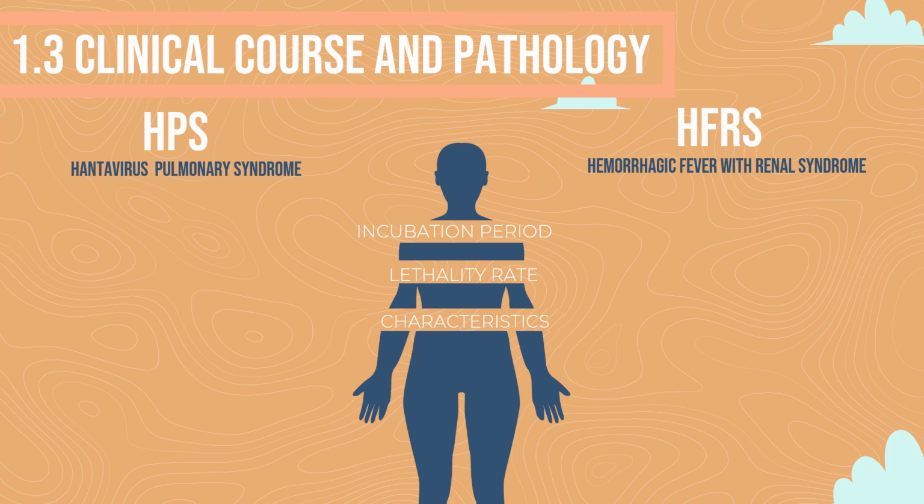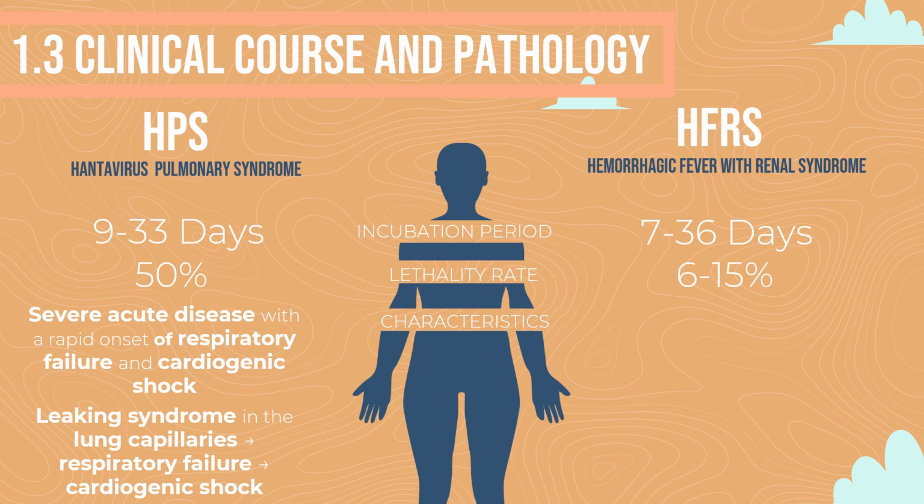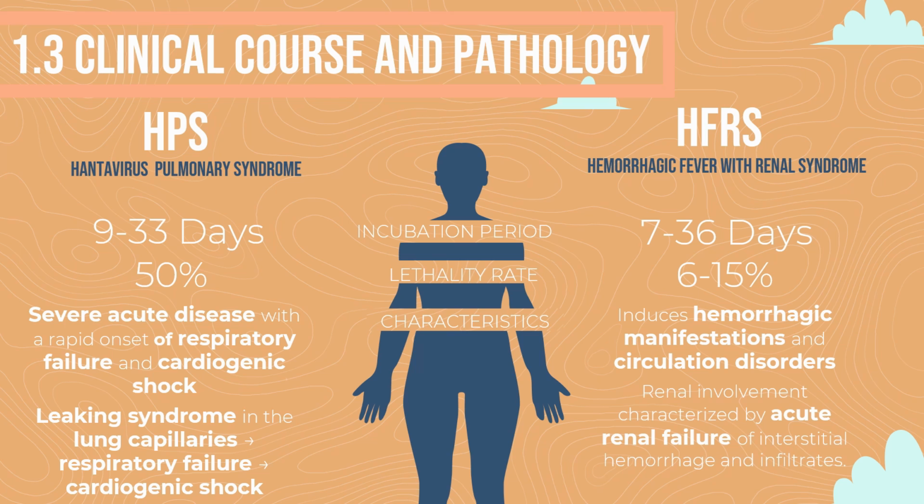HPS with HFRS has an incubation period ranging from 7 to 36 days, with HPS having a more severe mortality rate of 50%. HPS is a severe acute disease associated with a rapid onset of respiratory failure and cardiogenic shock. HFRS, on the other hand, involves the system of capillaries and venules, inducing various hemorrhagic manifestations and circulation disorders.